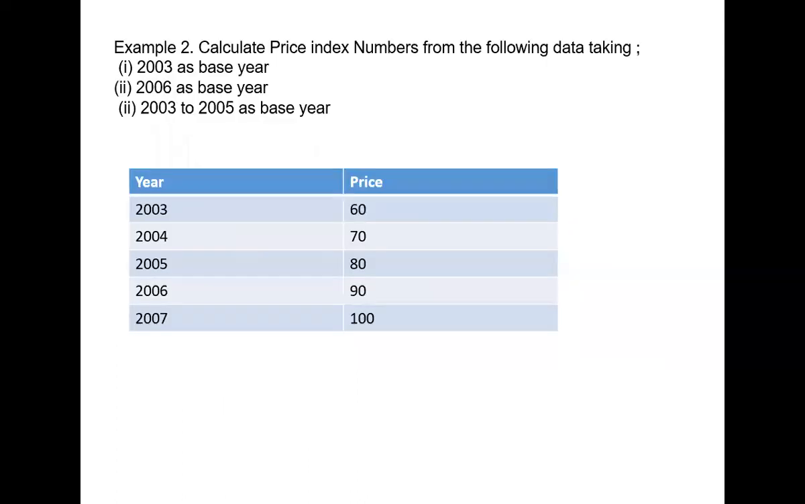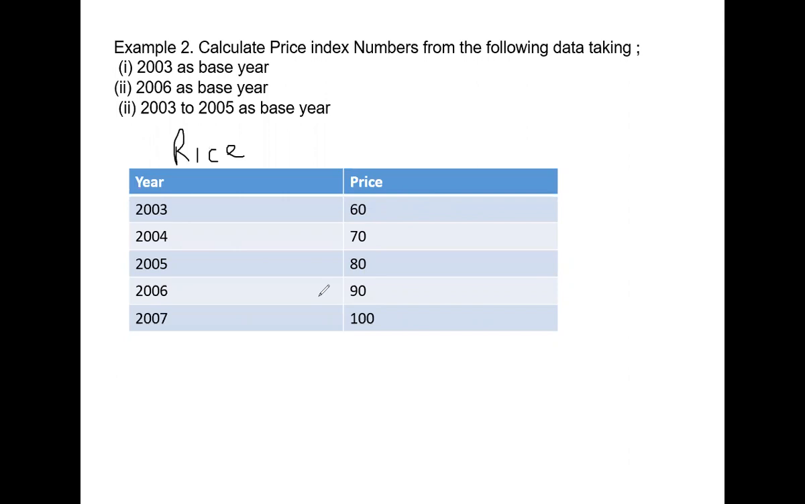We have another example here. This time we don't have different commodities. We have the same commodity, let's say rice. So in 2003, the price of rice is 60. 2004, the price is 70. 2005, the price is 80. 2006, the price is 90. 2007, the price is 100.